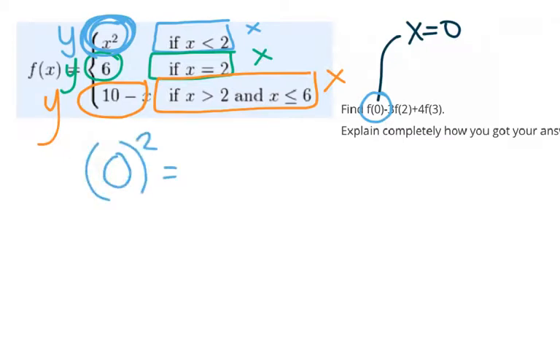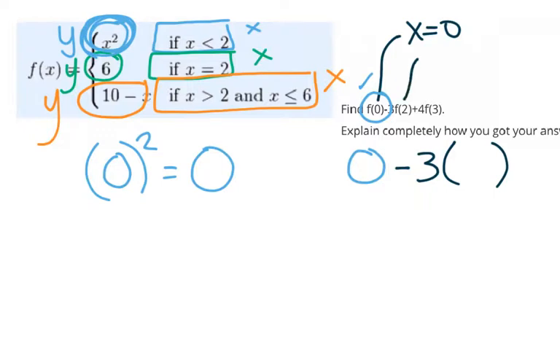So 0 squared is 0. Okay, so we've done this part. My problem is going to be like this: I evaluated the function at 0, and I got 0. The next thing says I'm going to do minus 3 times whatever I got when I evaluate the function at 2. Okay, so now this one is saying x equals 2.